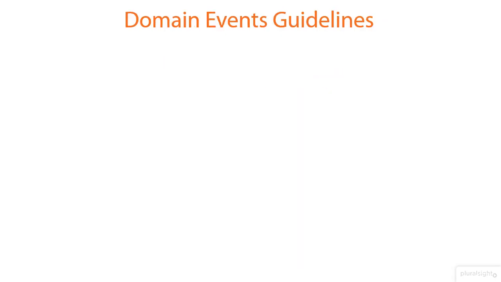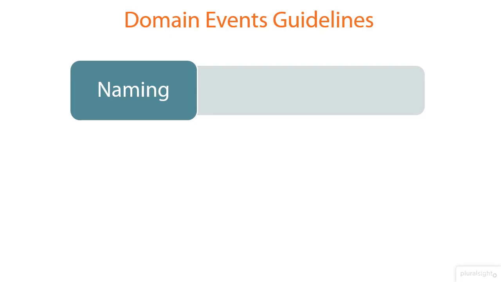The first guideline regards the naming conventions. As a domain event represents something that happened in the past, we should name them accordingly in the past tense. So in our case, it is BalanceChangedEvent, not BalanceChange or ChangeBalanceEvent. Also, try to be specific about what happened, don't give generic names to your domain events.